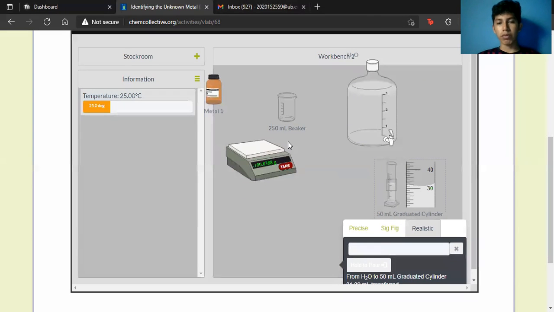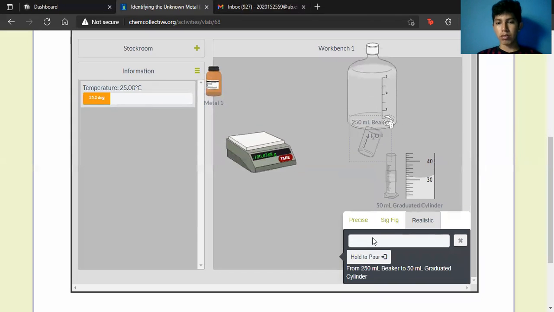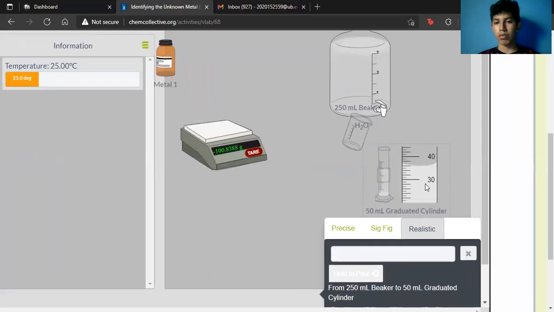Okay, now I'm going to pour in all of the metal into the cylinder. Pour in everything, and now record the new volume. So this is around 32, 33, 34, 35, 36, 36.1 maybe, 36.1 milliliters.